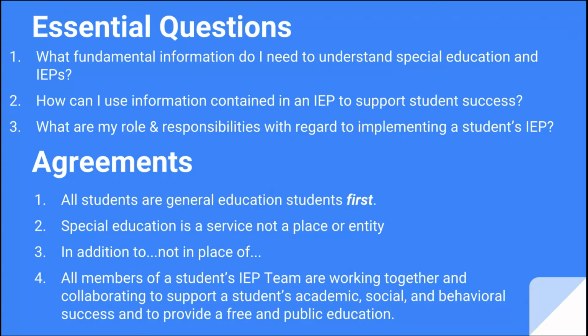The Special Education Department provides a variety of supports and services within and outside of the general education and should not be thought of as a self-contained environment. In addition to, not in place of, all students should always have access to Tier 1 supports and interventions. Tier 2 and Tier 3 supports and interventions should be put in place to support a student's academic, social, and behavioral success, in addition to those in Tier 1, not in place of Tier 1 supports and interventions.